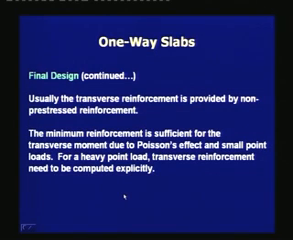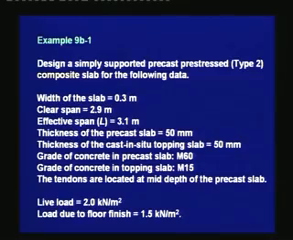Usually, the transverse reinforcement is provided by non-prestressed reinforcement. The minimum reinforcement is sufficient for the transverse moment due to Poisson's effect and small point loads. For heavy point load, transverse reinforcement needs to be computed explicitly. Thus, whatever transverse reinforcement we provide is adequate for any transverse bending due to the Poisson's effect or due to small point loads. If there is a large point load, then we have to explicitly calculate the transverse reinforcement. Next, we will learn this principle from a design example.